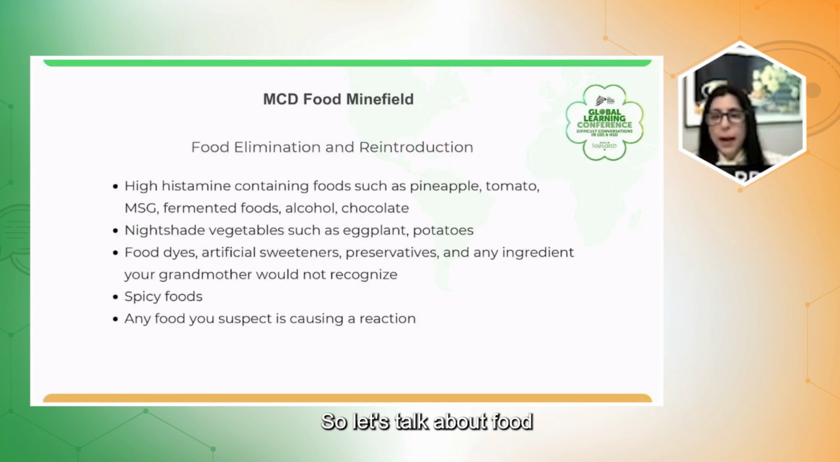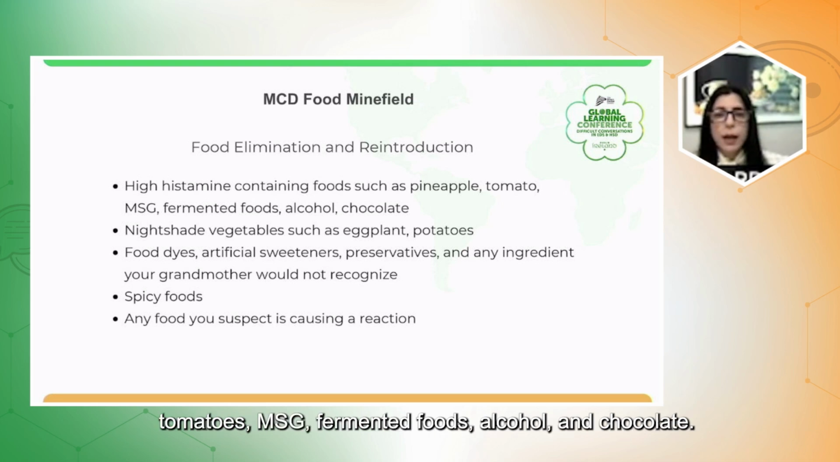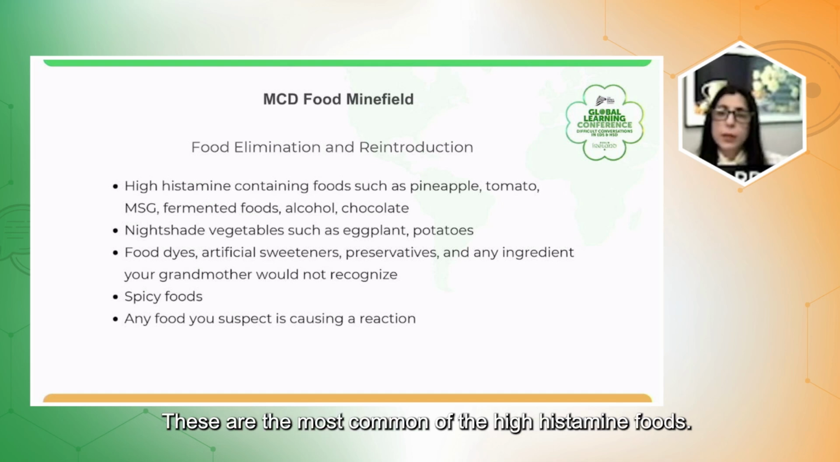So let's talk about food elimination and reintroduction diets. So oftentimes in the mast cell disorder people, we look at reducing or eliminating high histamine containing foods such as pineapple, tomatoes, MSG, fermented foods, alcohol, and chocolate. These are the most common of the high histamine foods.